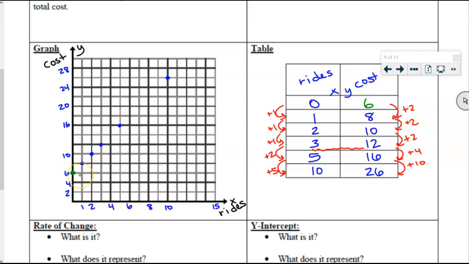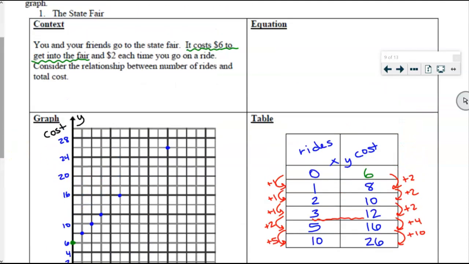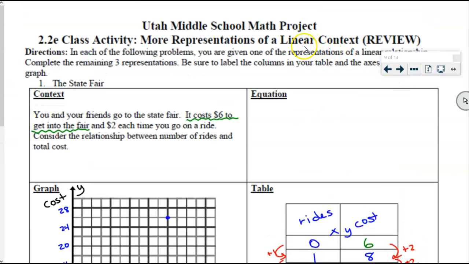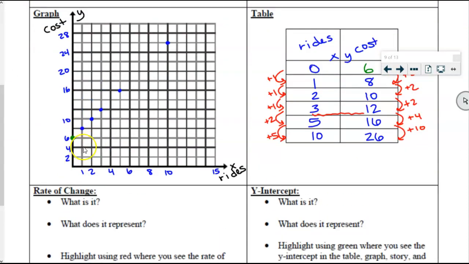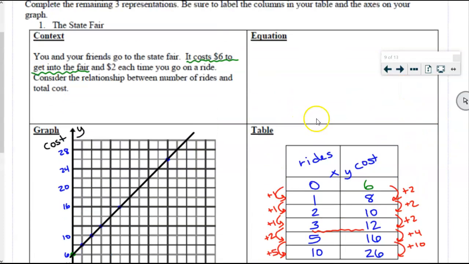And we're not surprised because the name of the lesson is literally linear context, more representations of linear. So are we surprised that this is making a nice, straight, beautiful line? Yeah, not really. So there's my line. We've got 2 representations. Now we just need to finish up with our equation.